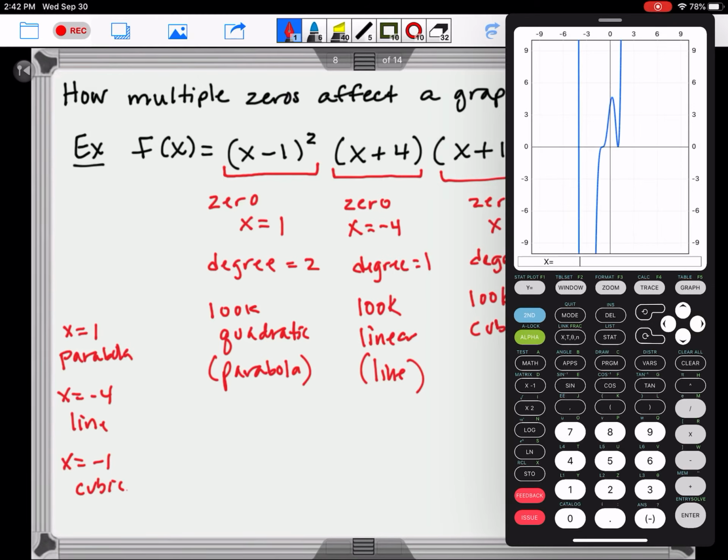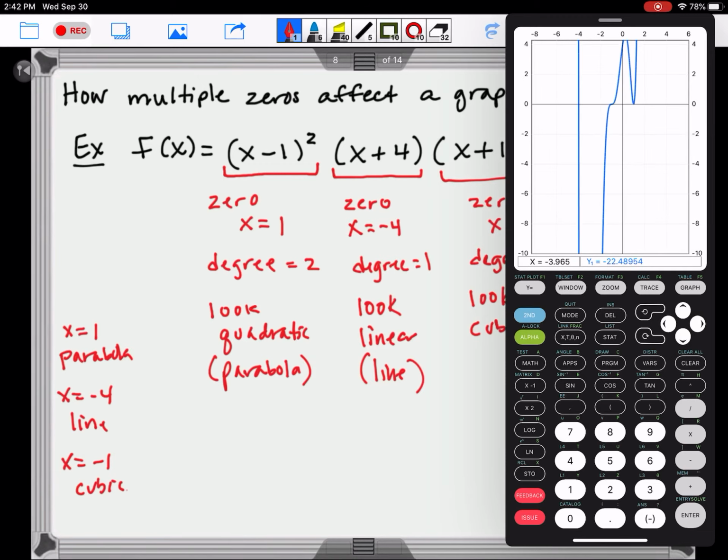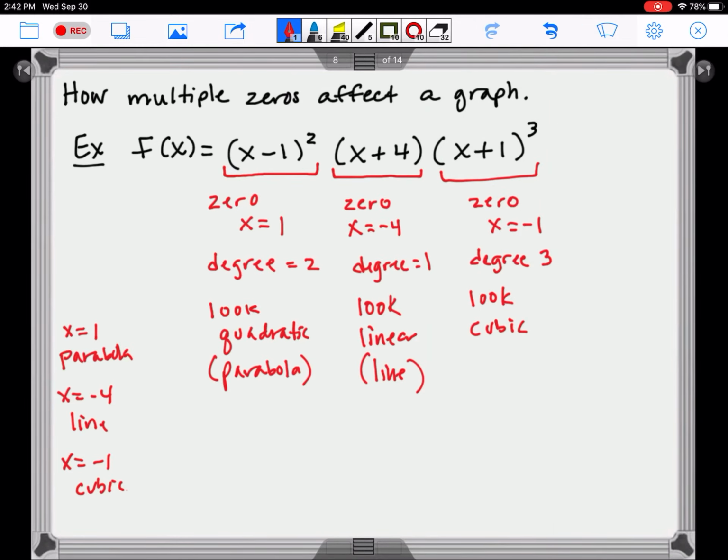Notice that my graph here at this 0, at -4, it looks like a line. At -1, it looks cubic. And then at 1, it looks like a parabola. Okay, so just by looking at the multiplicities of the zeros, you can get an idea of what that graph is going to look like.